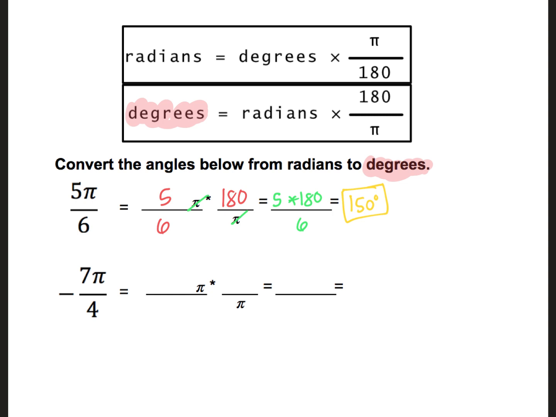All right, for my next one, we have negative 7 pi over 4. Again, we're going to take whatever we start with, negative 7 pi over 4, multiply by 180 divided by pi. Our pi is canceled, and if I do negative 7 times 180, I get negative 1,260. Again, on the bottom, we just have 4, so I'm going to divide that by 4. And when I do that, I get negative 315 degrees. Again, you don't have to worry about entering the degree sign in your notebook. As long as you have the right number, you're good to go.